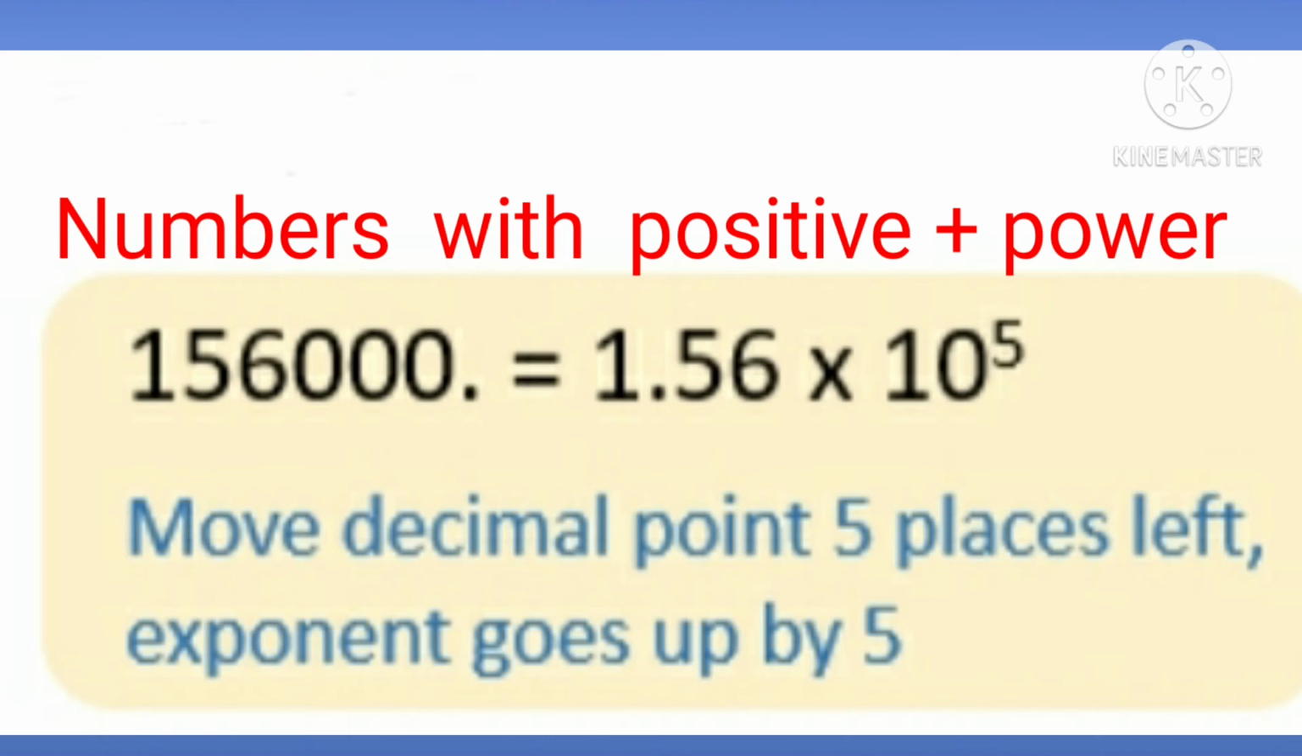Now, children, to deal with numbers which don't have a decimal, we shift the decimal towards the left, as in this number 1,56,000 we have 3 zeros and 3 numbers. So the decimal at the end shifts 5 places towards the left, and so it gains the power of 5, and 1,56,000 is converted into 1.56 into 10 to the power 5.